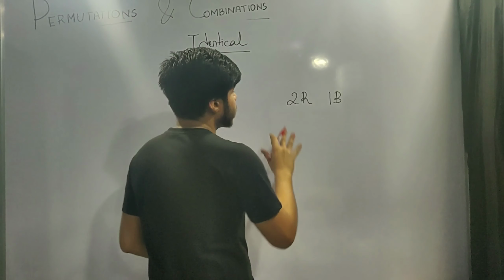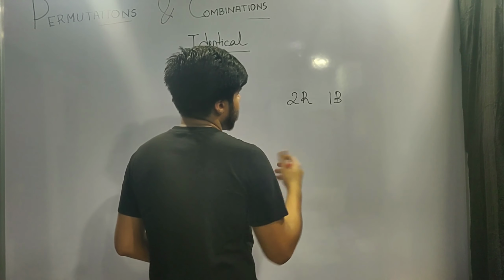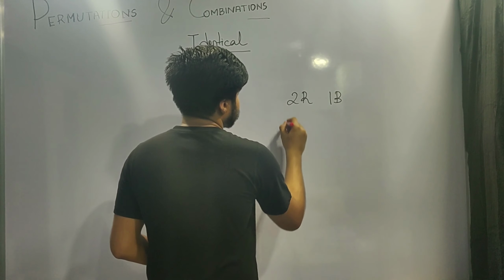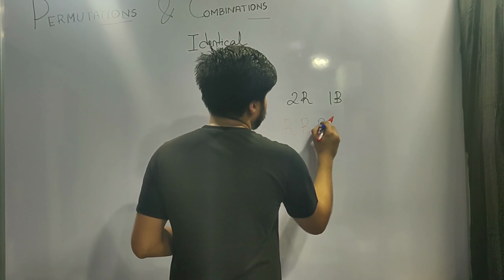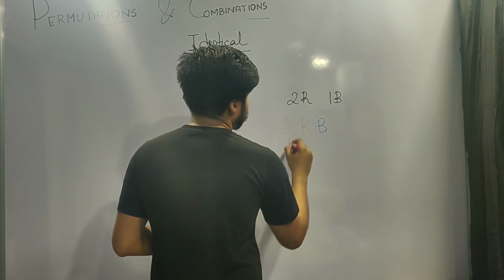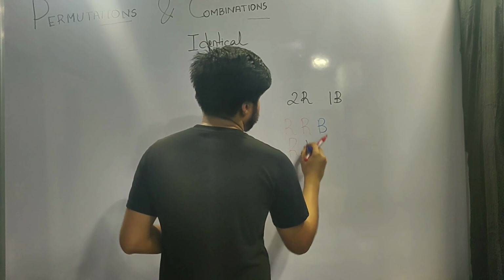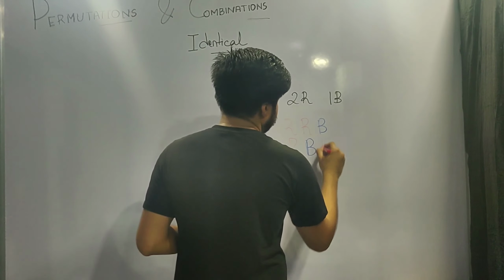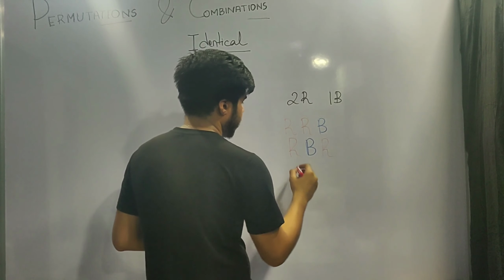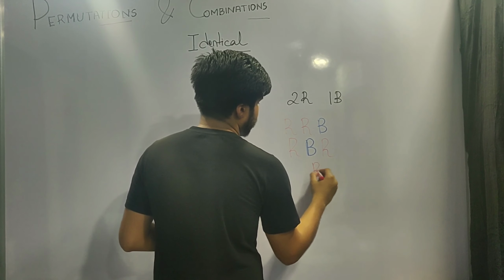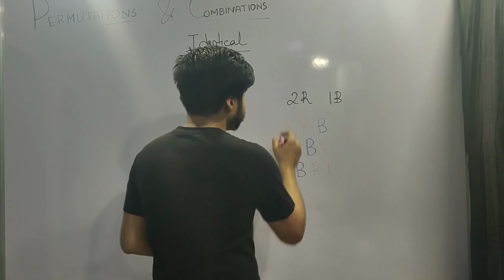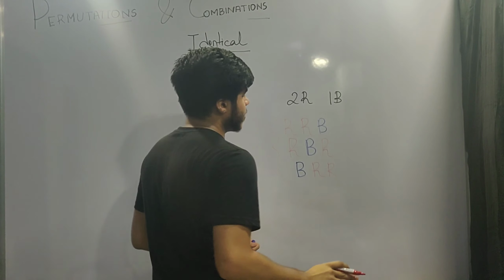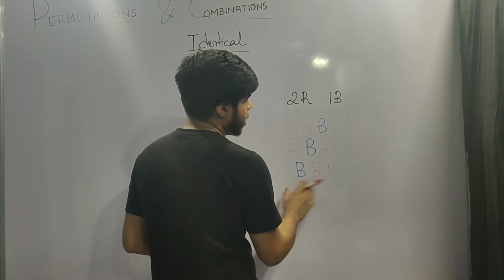So, first try out this problem manually, and the cases that I can get is two red balls in the front and one blue ball at the end. Then I can place a red ball, then a blue ball, and then again a red ball. Then I can also have this case, two red balls at the end and one blue ball in the front. Now these three are the only possible cases because I cannot arrange them in any other way.